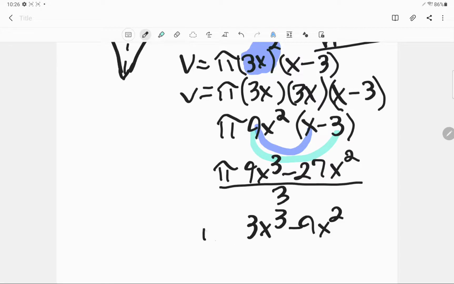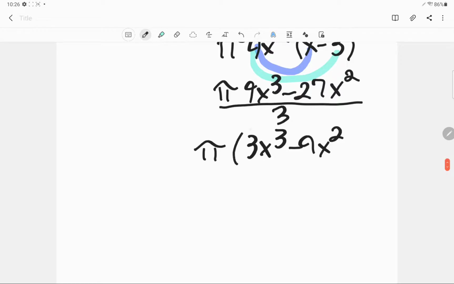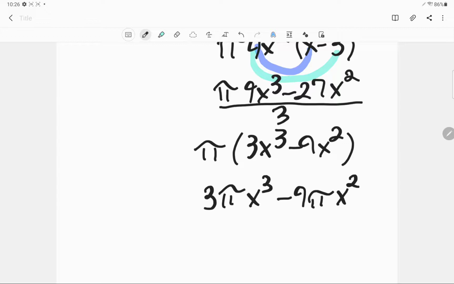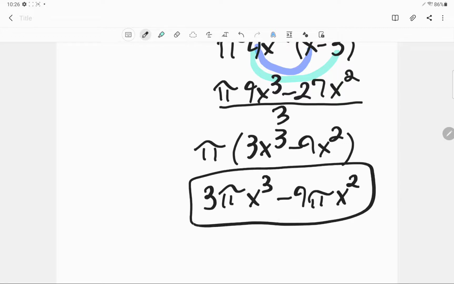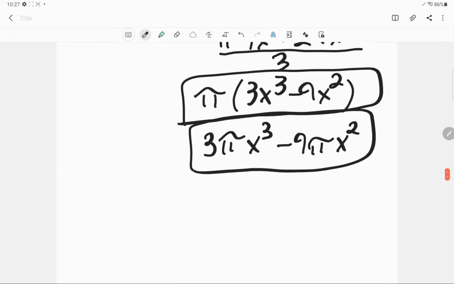Now, the final thing we have to worry about is our pi. What I'm going to do with the pi is distribute it all throughout. So I'm going to write 3 pi x cubed minus 9 pi x squared. You can write your answer just like this, or like the top one. I'll take whichever for this assignment. It doesn't really matter to me, as long as you do it either way. So that's problem number 1 on your assignment.